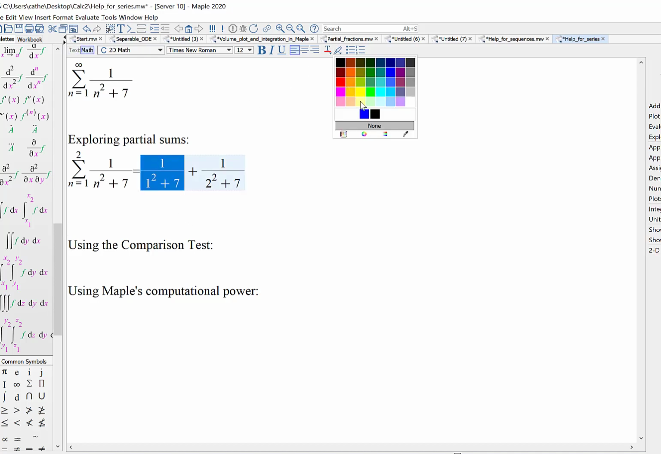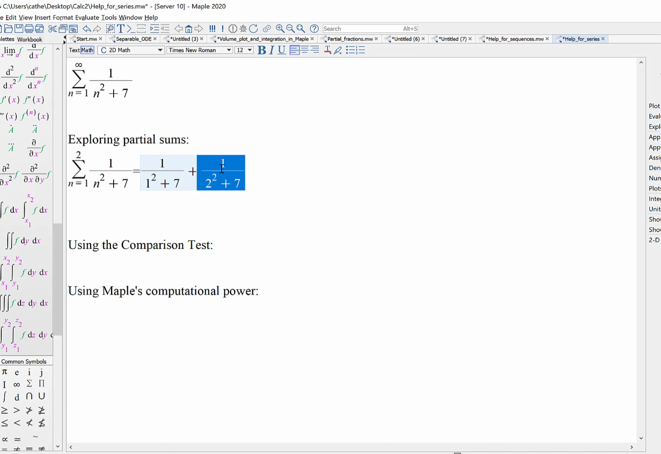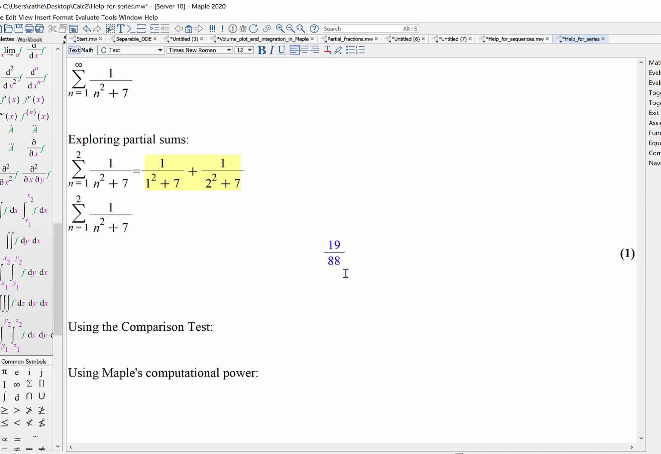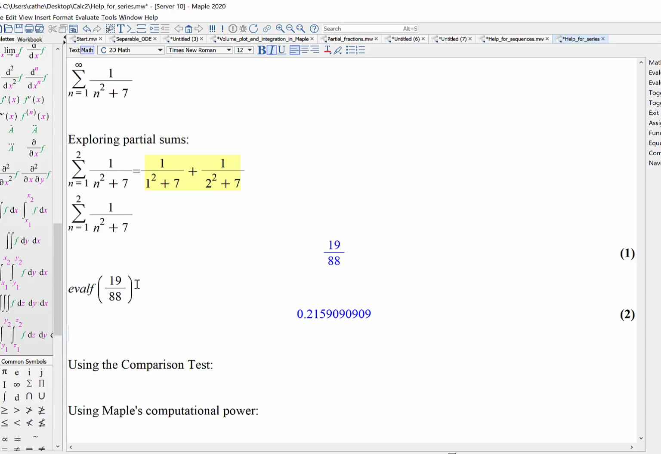There's one term, and here's the other term. And you tell me what the answer was, right? So we can even ask Maple what the answer is. If I'm in math mode, Maple will tell me that the answer is 19 over 88. And we can ask Maple to give us a decimal approximation.